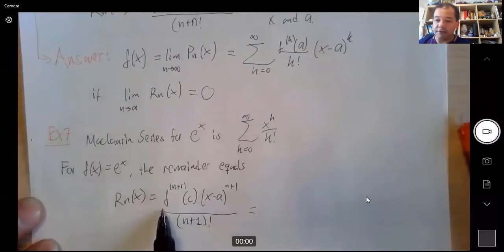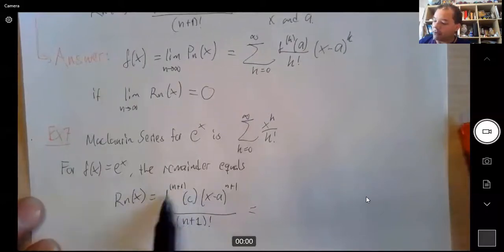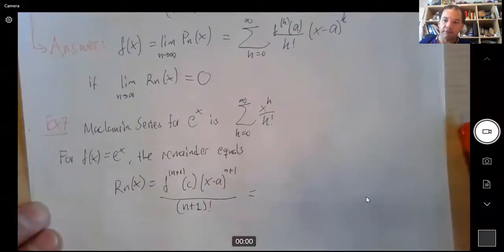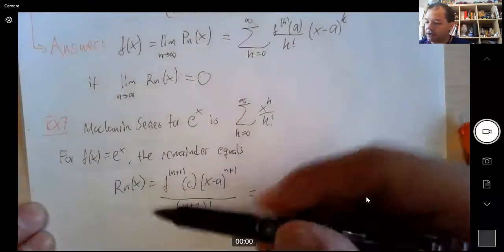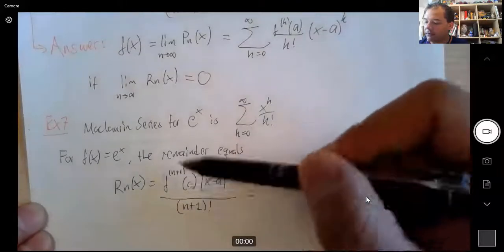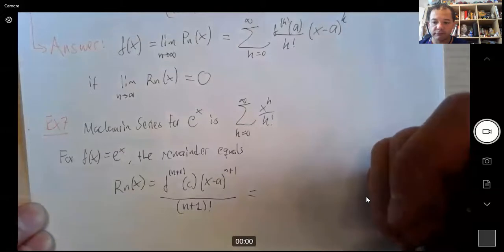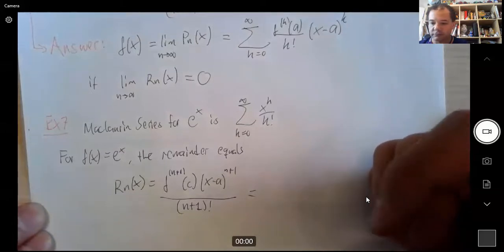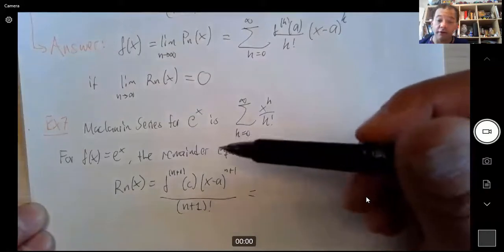Well, the function in this example is e to the x, right? So what is the derivative of e to the x, n plus 1 times? Anyone? Can you repeat the question? Yes. So the question is, what would be the n plus 1 derivative of e to the x? Yeah, it's e to the x, right? All the derivatives are e to the x.